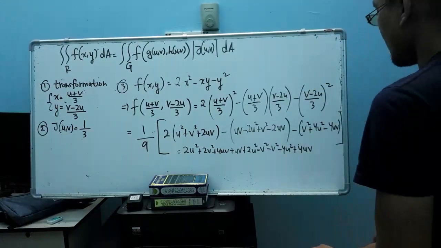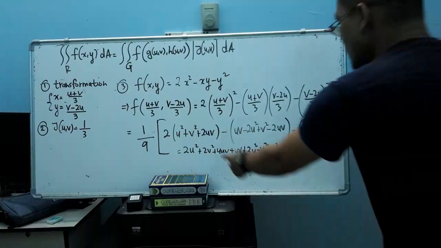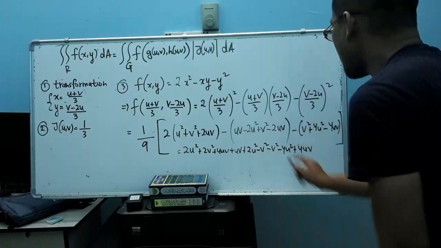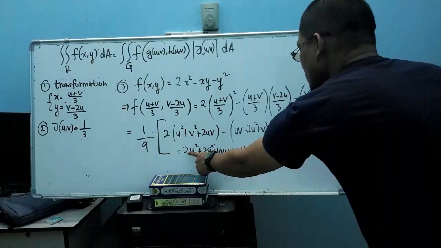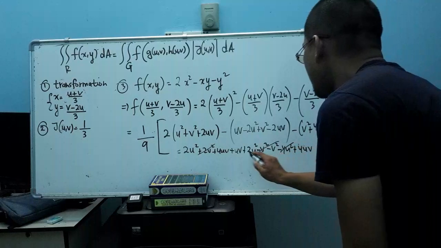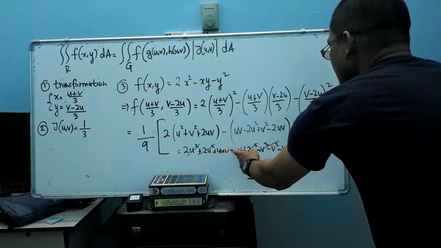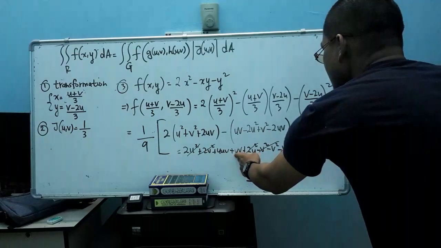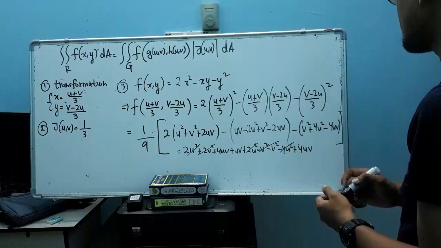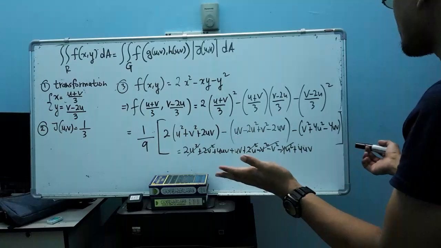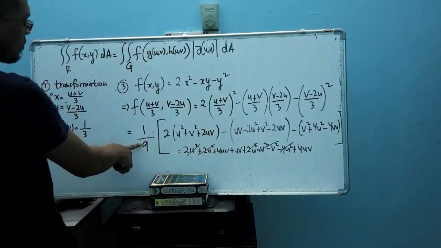Okay, so plus 2v squared minus v squared minus v squared. So this one I can cancel. So I will have 2u squared plus 2u squared minus, so this one I will cancel. Now I have a 4uv plus uv plus 4uv, which will be 9uv. Right, 9uv over 9.